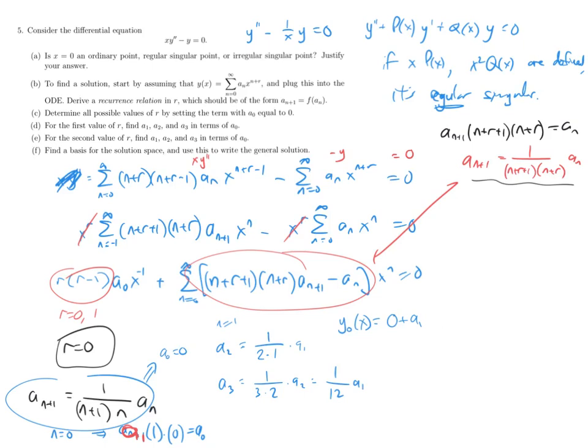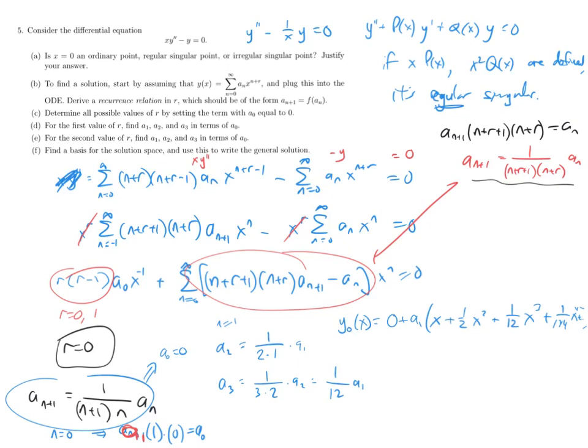Let me write this neater. A1 is the coefficient of x. Now the coefficient of x squared is a2, which is 1/2 x squared, and the coefficient of x cubed is 1/12 x cubed. If you do one more, it's 1/144 x to the fourth, and it just goes on forever. So that's when r equals 0.